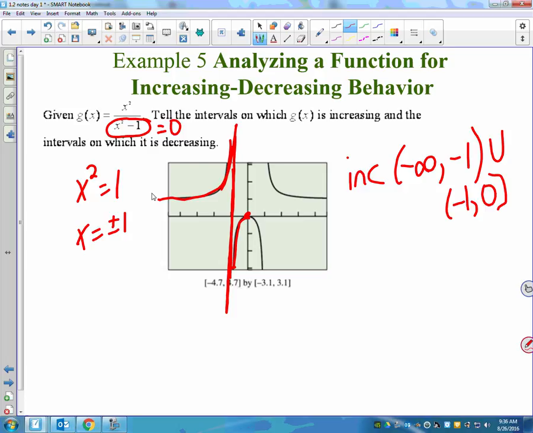The book puts a bracket there, and I said that I think sometimes I want to put a parenthesis, Tyler, because I want to say it's doing nothing at 0. It's not increasing or decreasing. But the book puts a bracket there. So probably if you want to get your answers out of homework, if it's included in the domain, you would put a bracket.